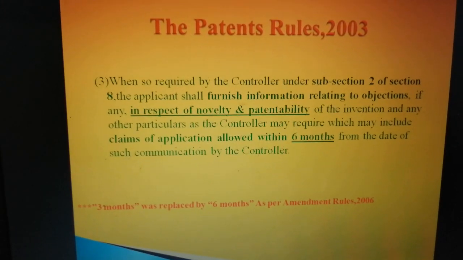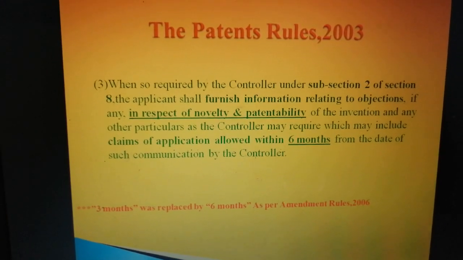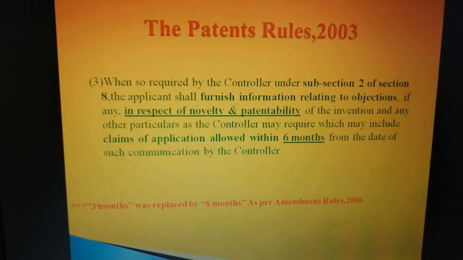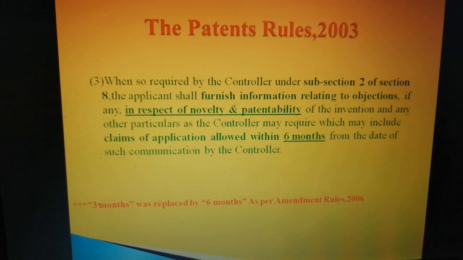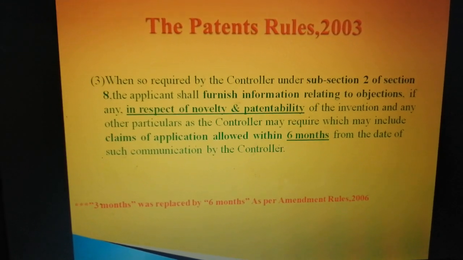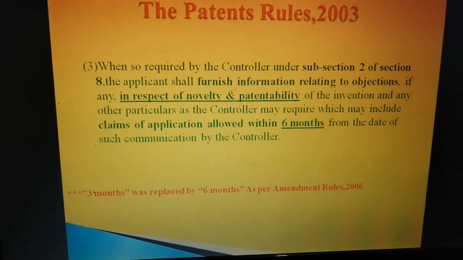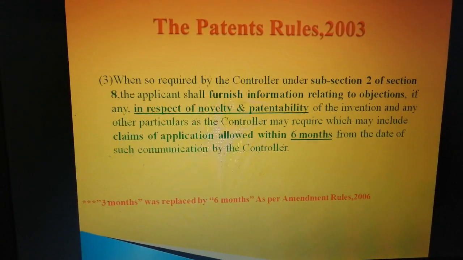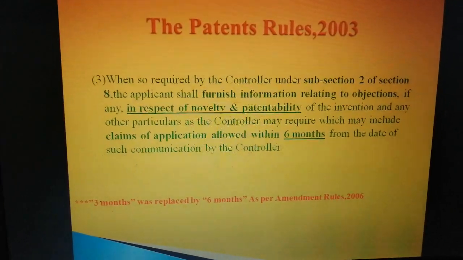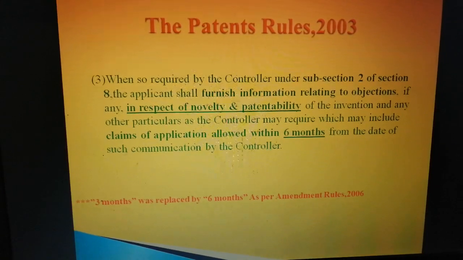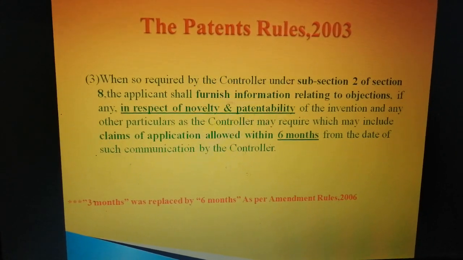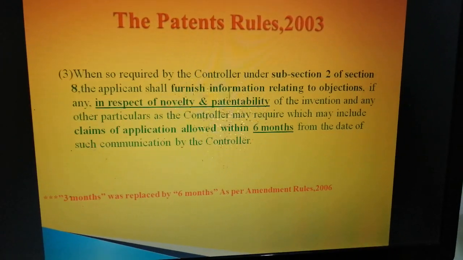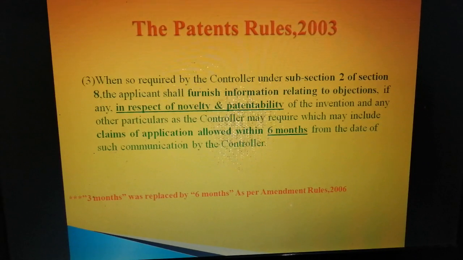That means from the date when the controller demands these undertakings or informations, within 6 months the applicant has to furnish all the informations as per the requirement of the controller. Here also this 6 months time period is the same thing. That means this 3 months was replaced by 6 months as per Amendment Rules 2006. So I think this is the last sub rule.